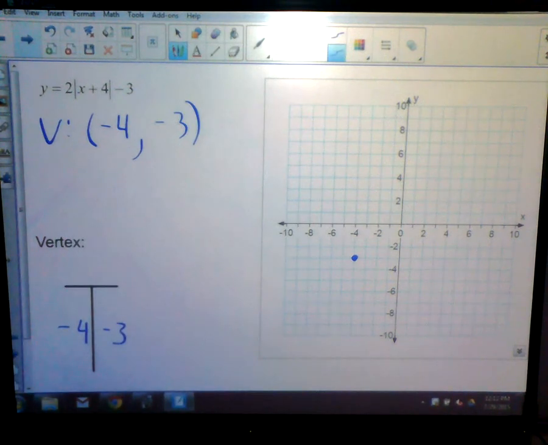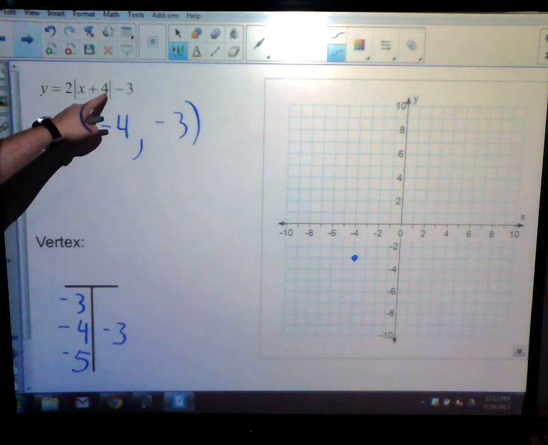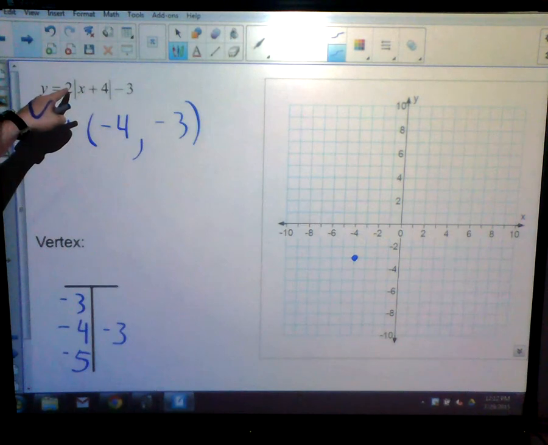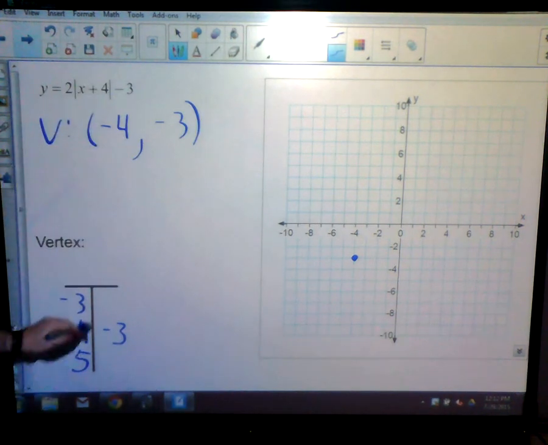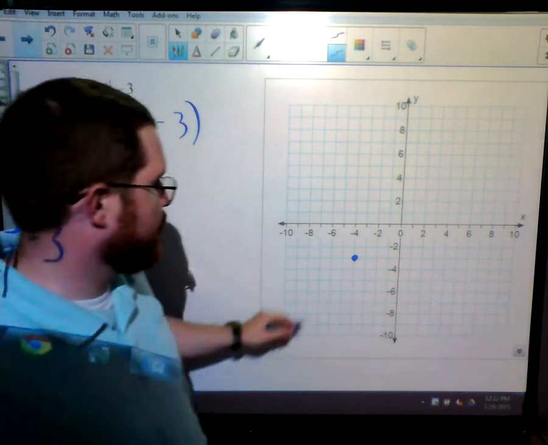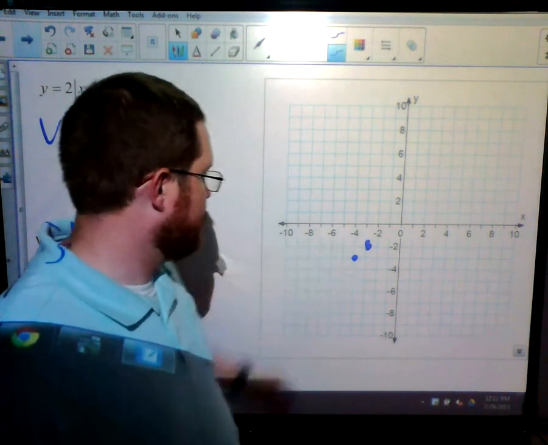Pick a point on either side. How about I pick negative 3 and negative 5? Plug those in and get the y values. Negative 3 plus 4 is 1. 1 times 2 is 2. 2 minus 3 is negative 1. So negative 3, negative 1.